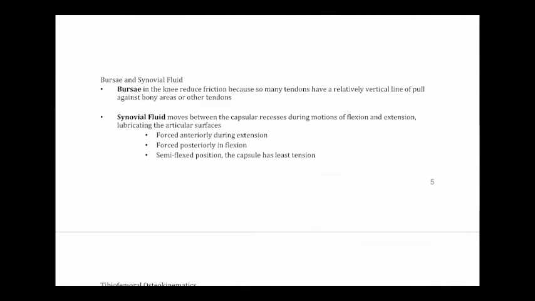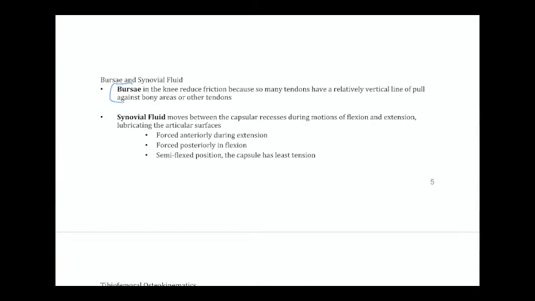There's a bursa for the knee and synovial fluid as well. So the bursa is in all joints, helps to reduce friction, helps keep the movement easy and helps movement happen. And then the synovial fluid, as you know, is going to be inside the capsule, helps to lubricate the movement, keep all the movement happening well. And because there's movement, the fluid can move forward or backward depending on where the knee is. So in extension, that's forced anteriorly, and in flexion, it's forced posteriorly.